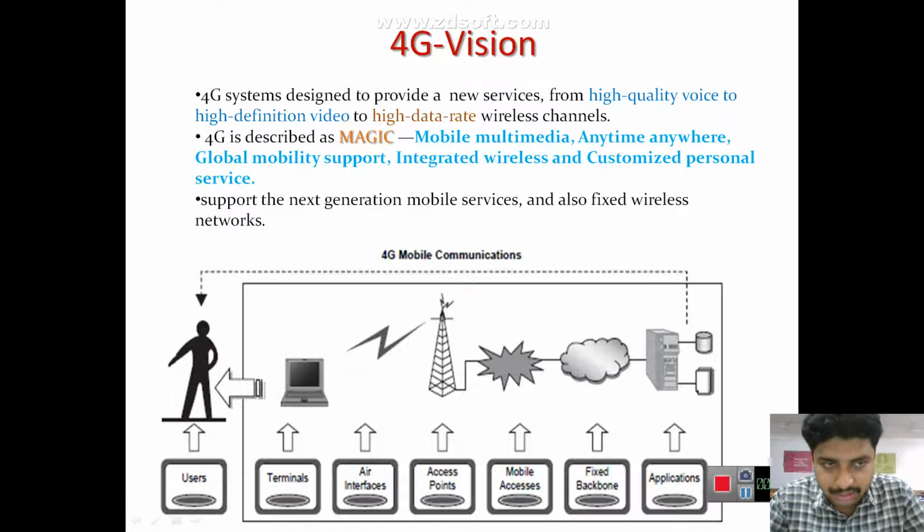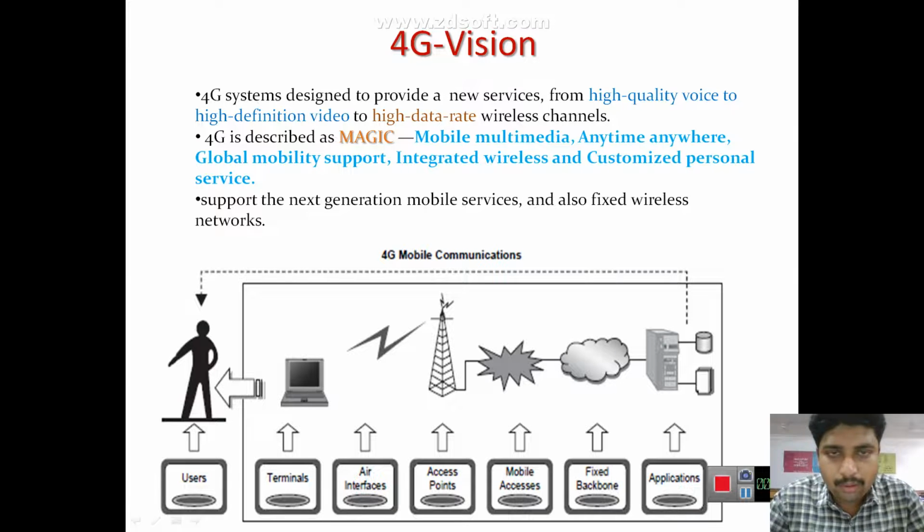Next, what is its vision? Why is it known as magic? It introduced the word known as MAGIC. The M defines mobile multimedia, anytime, everywhere you can access the network, global mobility support, integrated wireless and customized personal service. So these types of service are generally defined by the term magic. So 4G is defined as magic by the word MAGIC.